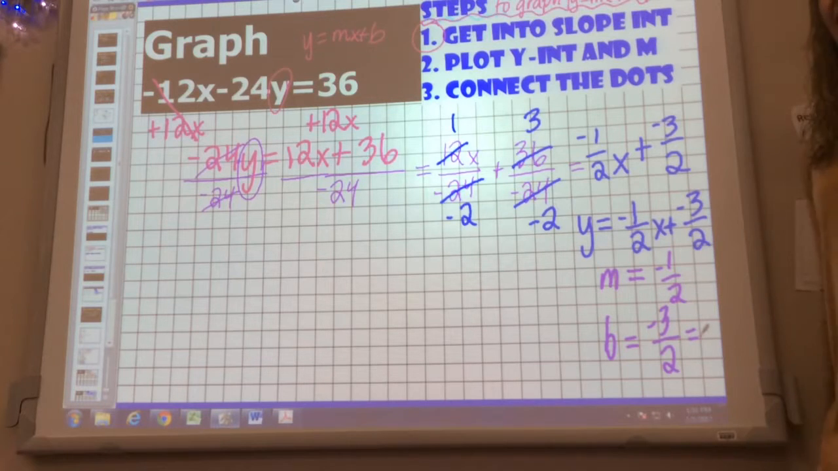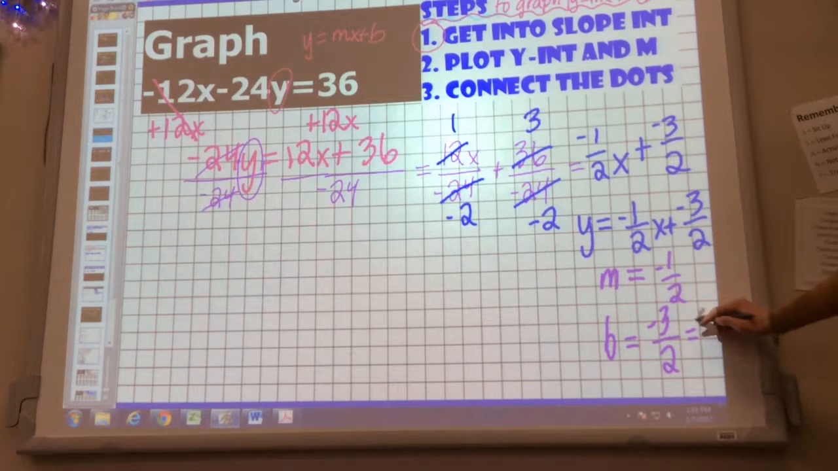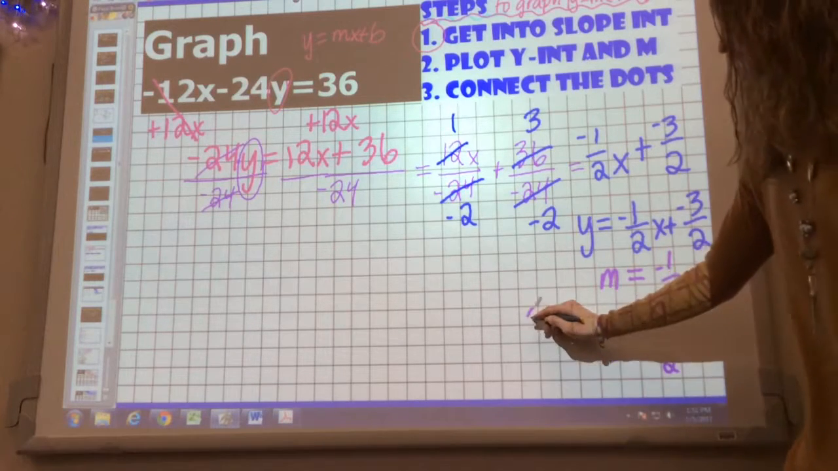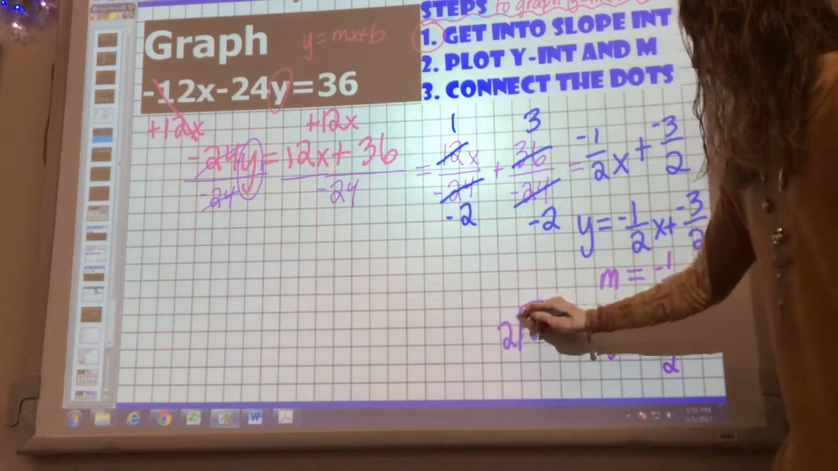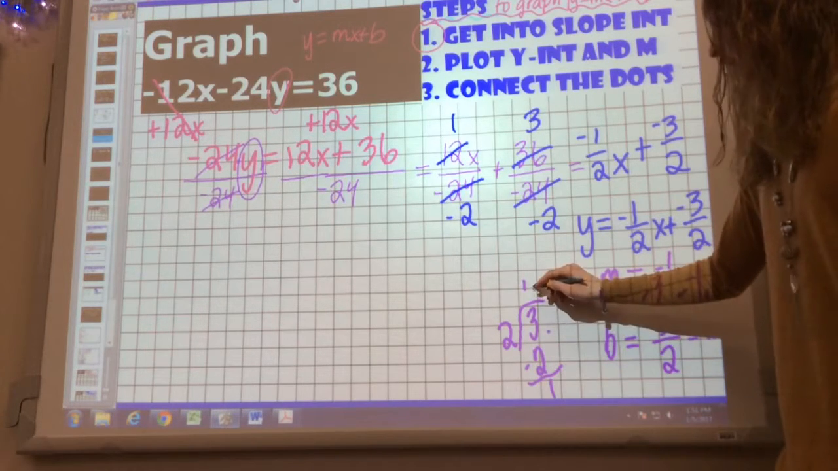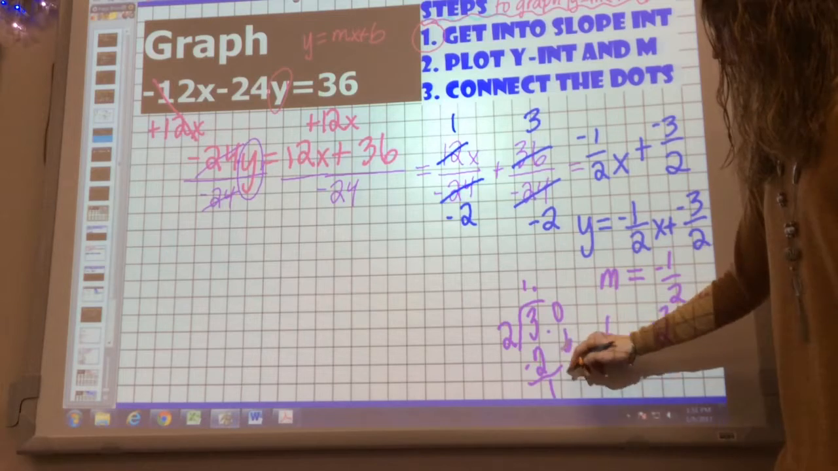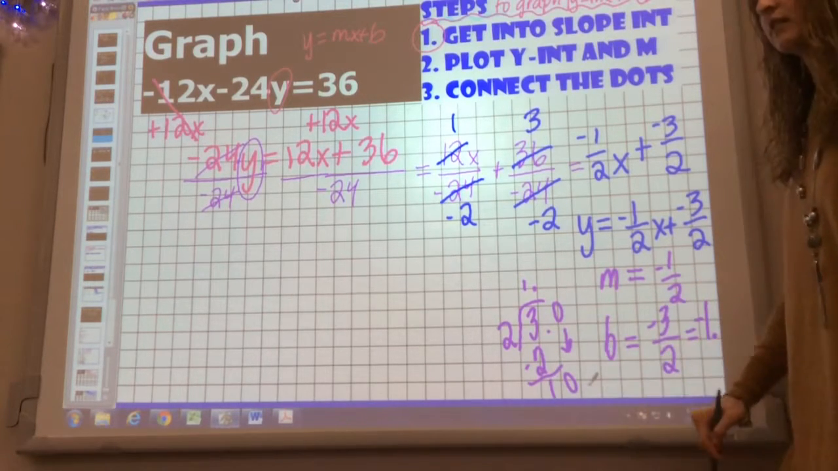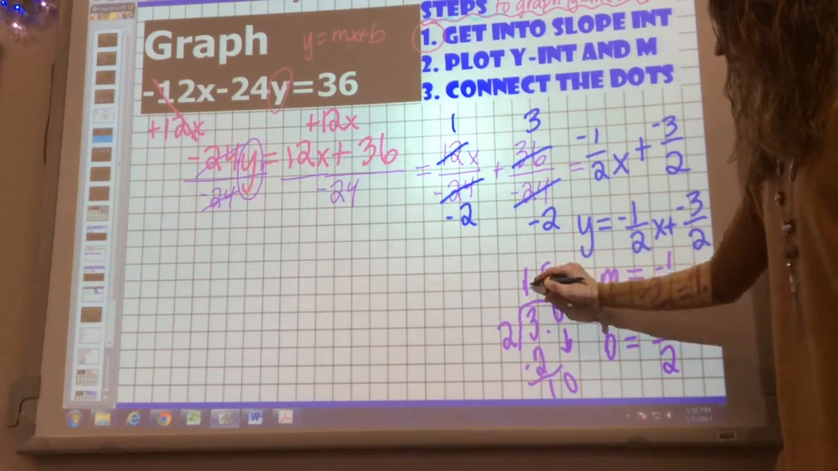What is negative 3/2 actually as a decimal number? Negative 1 point what? Divide the top by the bottom. 3 divided by 2. How many times does 5 go into 10? 5. So we have 1.5.